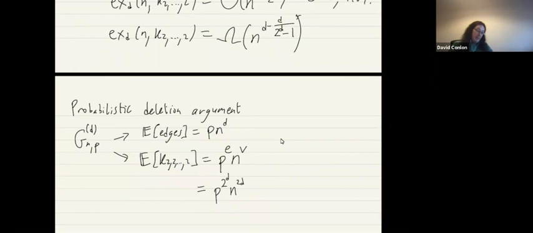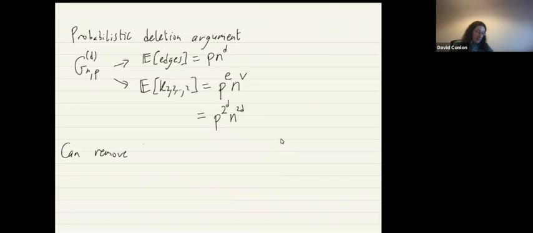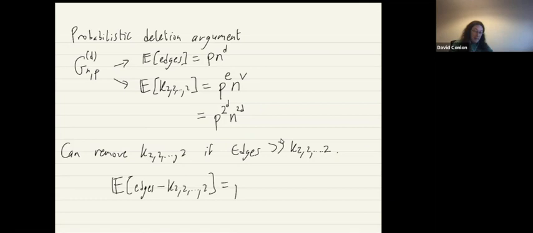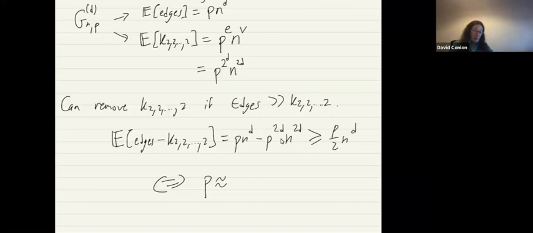We can remove the K_{2,2,...,2} if the number of edges is significantly larger, or even just twice, the number of K_{2,2,...,2}'s. But the expected number of edges minus the expected number of K_{2,2,...,2}'s is p n^d minus p^{2^d} n^{2d}. And that is greater than, say, p over 2 n^d, if and only if p is around what we were looking for. So it's n to the minus d divided by 2^d minus 1.